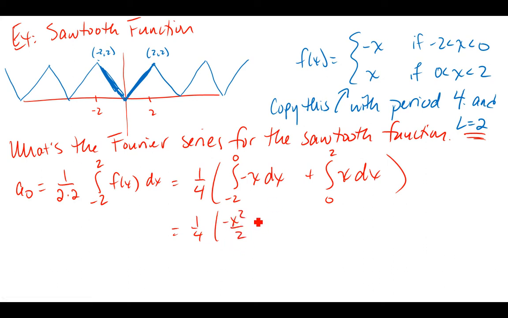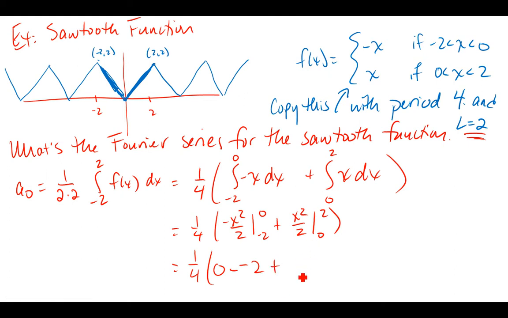And I have to plug in negative 2 and 0. And then this one, of course, I get x squared over 2, and I have to plug in 0 and 2. Okay, so I have 1/4, and let's see, I plug in 0 and I get 0, of course. I plug in negative 2 and I get 4 on the top and 2 on the bottom, which feels like 2. But, oh, sorry, I got 0 for the first thing. And then I have minus negative 2.